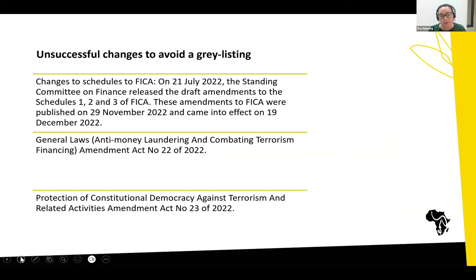So when we tried to avoid being greylisted, we did three main things. We amended the schedules to FICA. Now, the schedules to FICA, specifically Schedule 1, set out which persons or organizations would constitute accountable institutions for the purpose of FICA. Now, what is an accountable institution? Traditionally, it's our banks, it's our financial services providers, it's our lawyers.